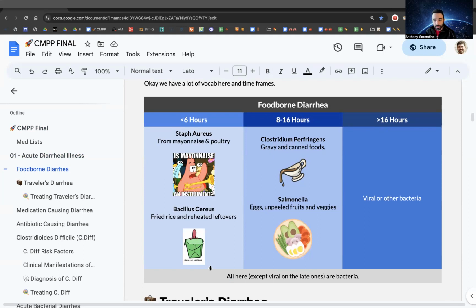And then Salmonella, which we'll talk about in more detail later, it's going to be from eggs and unpeeled fruits and veggies, okay? If it happens longer than this, and this could be a question, if they had some food and they had diarrhea like a day later or over 16 hours, it's going to be viral or it's going to be some other type of bacteria.